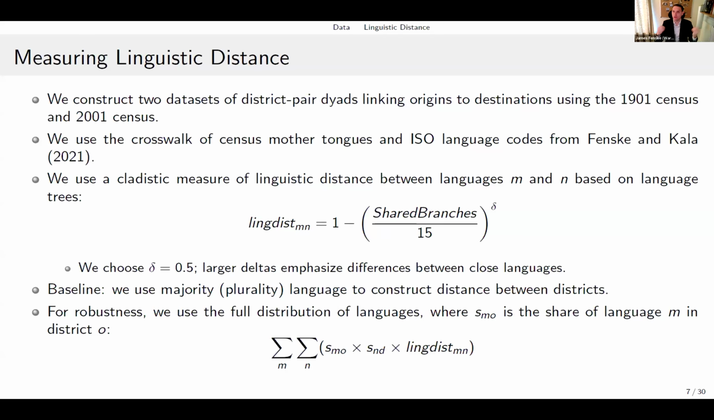However, we can also, for robustness, use, if I were to grab one person at random from this district and one person at random from that district, what's the expected distance between their languages? And that's the formula you see at the bottom of this slide. You can think of it as almost a Herfindahl, but weighted by the distance between two people rather than just a dummy for whether their languages are different.